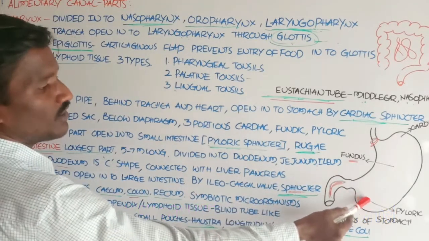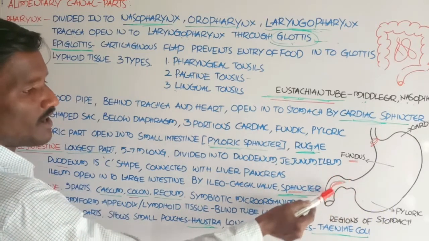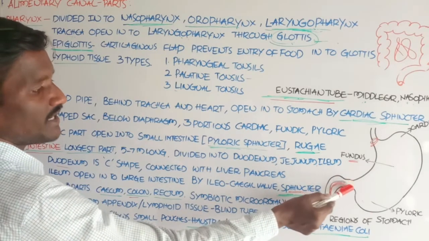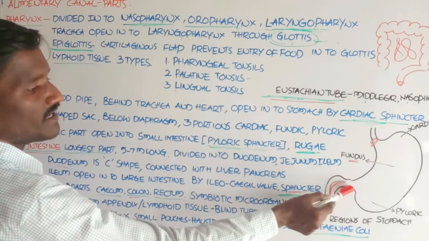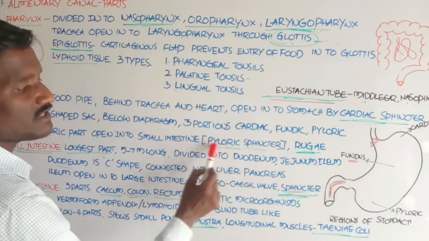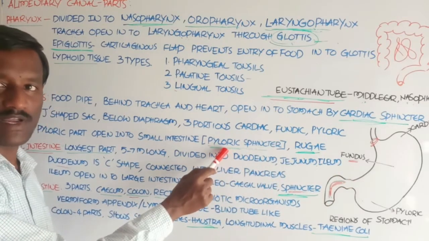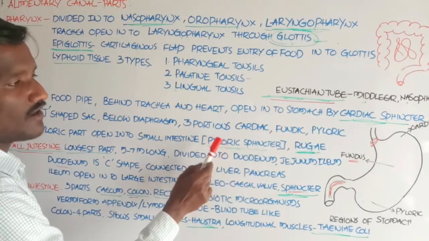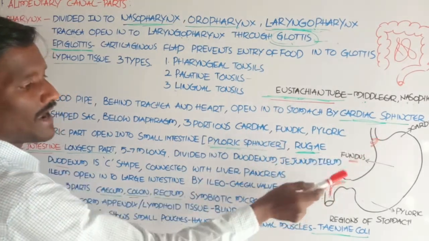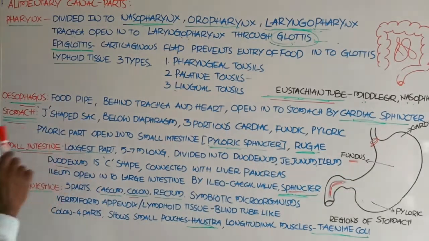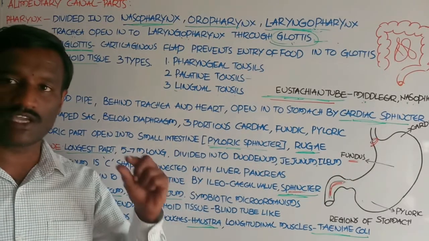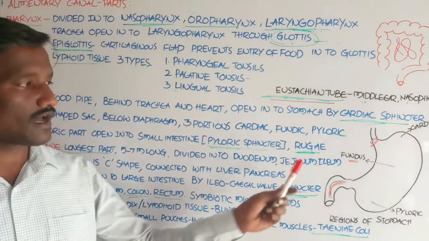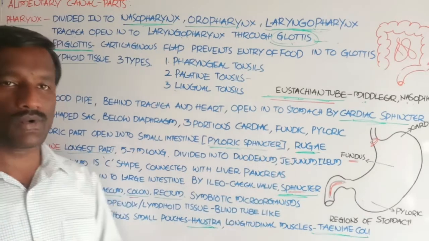The pyloric portion opens into the first part of the small intestine, which is called the duodenum, by the help of a sphincter. This sphincter is called the pyloric sphincter. Okay, students, this is the cardiac sphincter, and this is the pyloric sphincter. Next, the inner surface of the stomach also has longitudinal folds. These are called rugae, the stomach rugae.